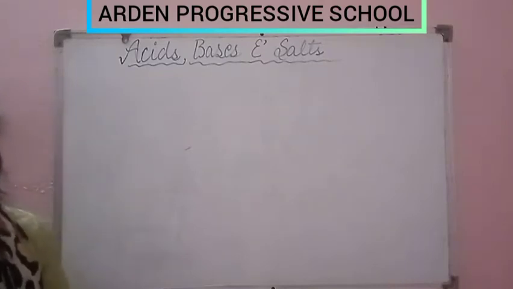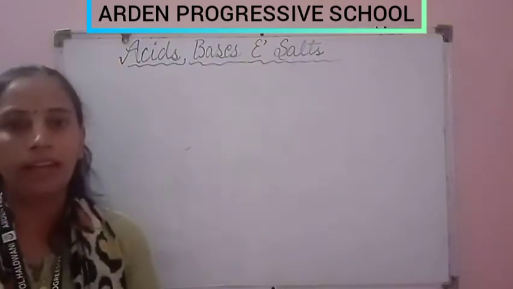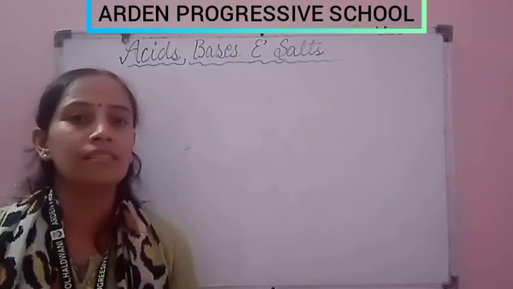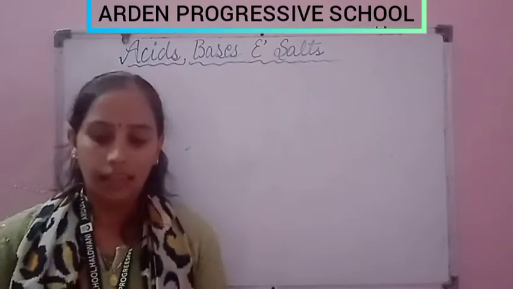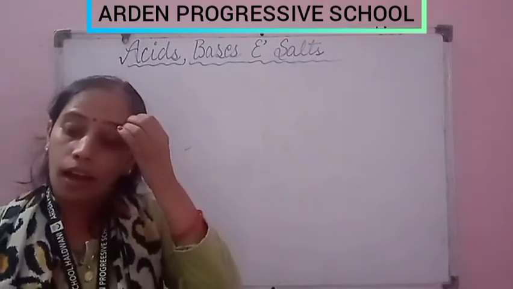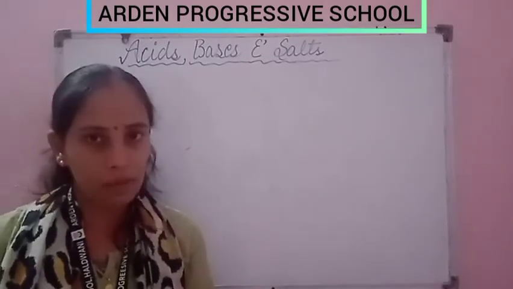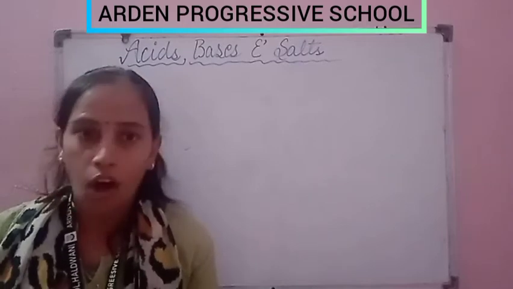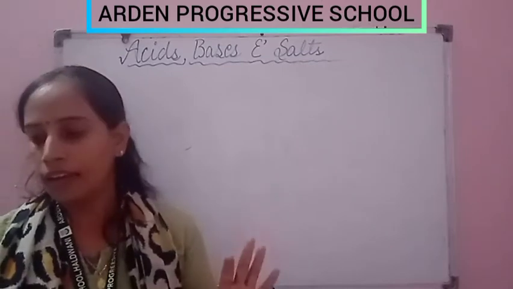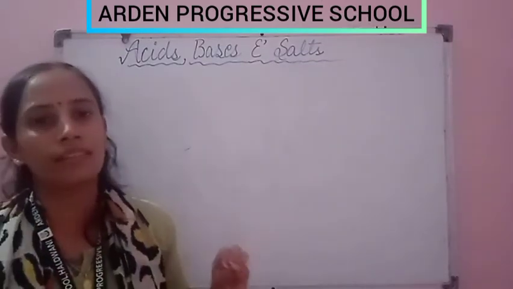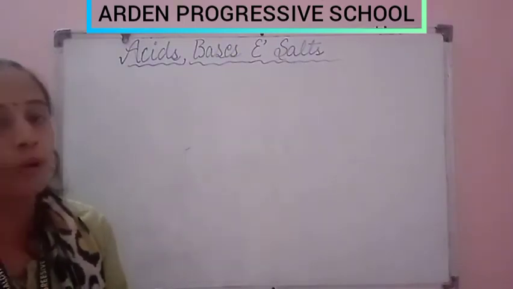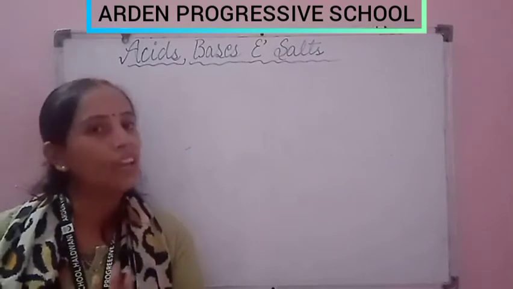Now the next table is 5.2. Clear? This table you have to do by your own according to the experiments, according to the activity you have done. In this table you have to test the solution and tell which effect on the red litmus paper, whether it changes into the blue or remains the same. Clear? And effect on the blue litmus paper, and at last the inference, which type of substance it is. Clear? So table 5.2 you have to do by your own in the book itself.